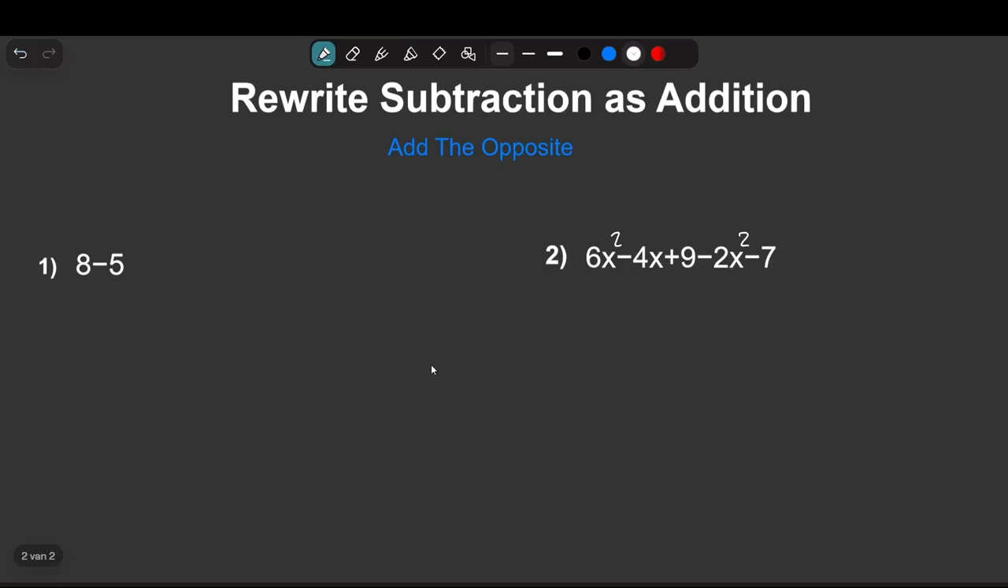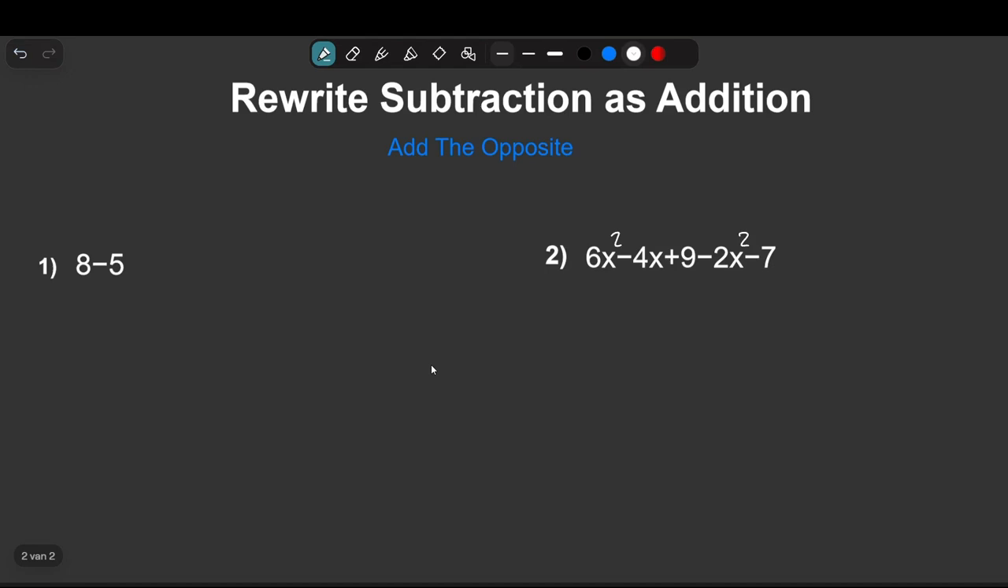In this video I'm going to cover how to rewrite subtraction as addition in algebraic expressions. This strategy can be helpful when working with terms within algebraic expressions because all terms are going to be separated only by addition. This makes it simpler to identify terms, count terms, combine like terms, or whatever the case may be. Again, because everything is separated only by addition.